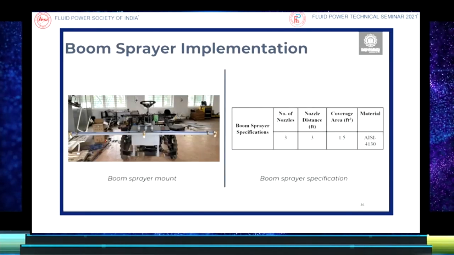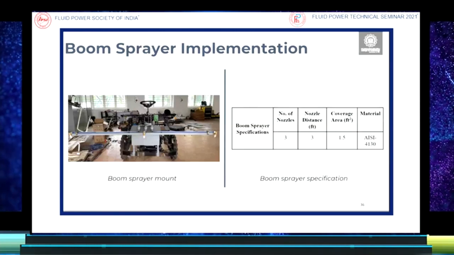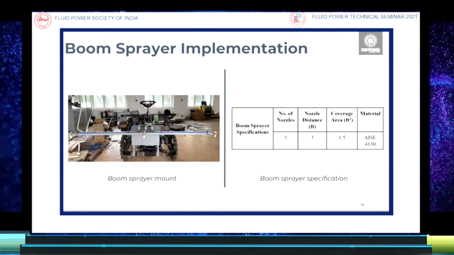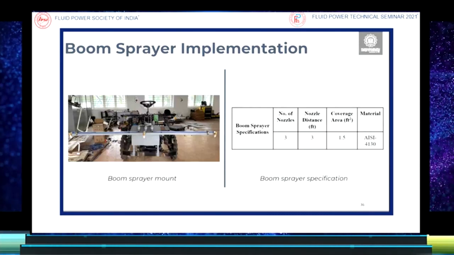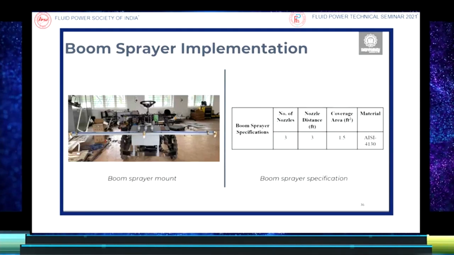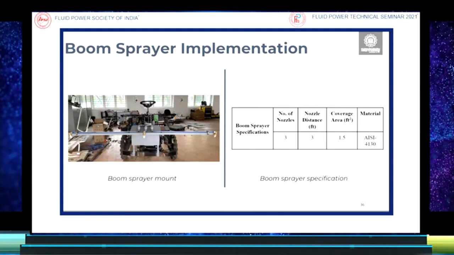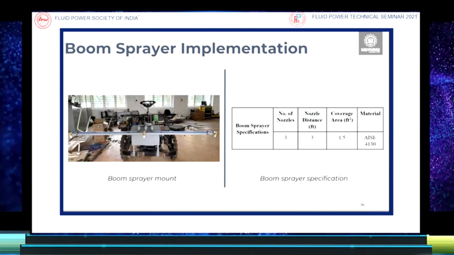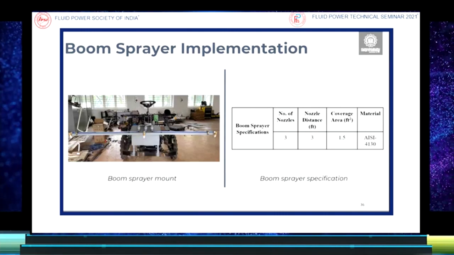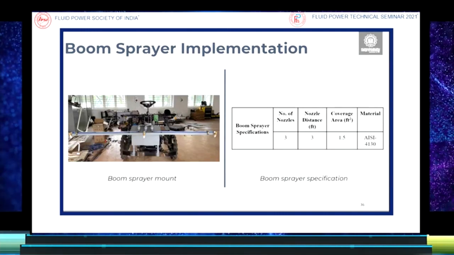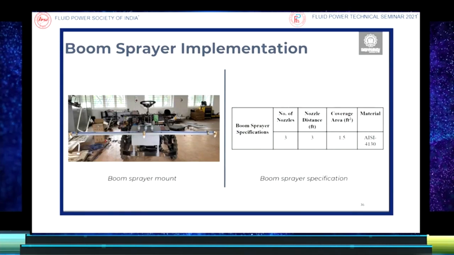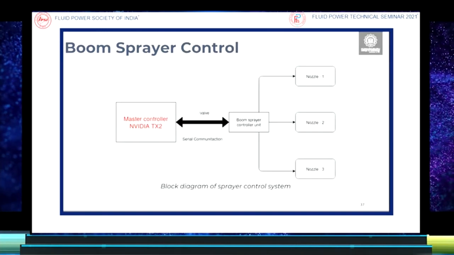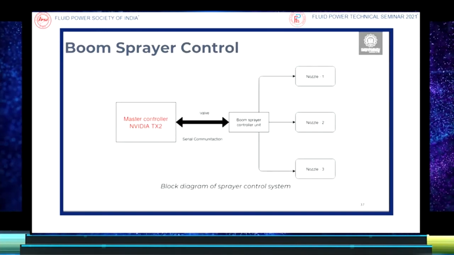Another important part is, as I told, we wanted to spray pesticides or liquid fertilizers. For that, we have three different cameras mounted on each nozzle. So with our system, it can instantaneously spray. Each spray covers somewhere around 1.5 square meters, so it covers around 9 to 12 feet in length, so that overlapping can be avoided. And then the boom spray controller. Again, I'm skipping this one.